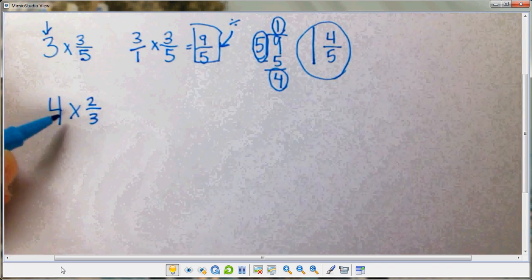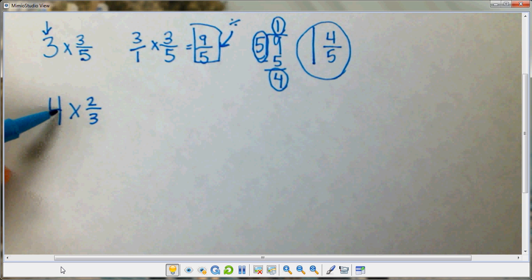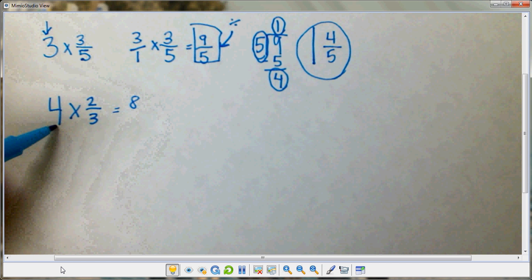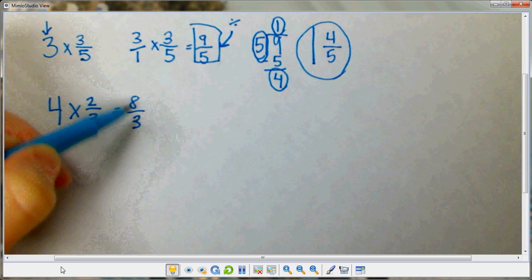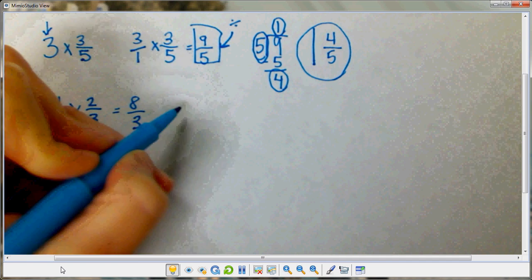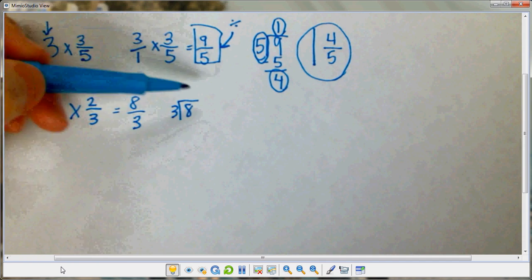2/3. So instead of writing it like I did up here, I'm just going to quickly do 4 times 2 is 8. And I know that would be a 1 down there at the bottom. 1 times 3 is 3. 8/3. This is improper. 8 is bigger than a 3, so I'm going to do the actual division to make sure that I get this correct.